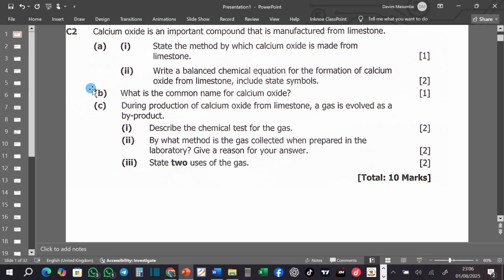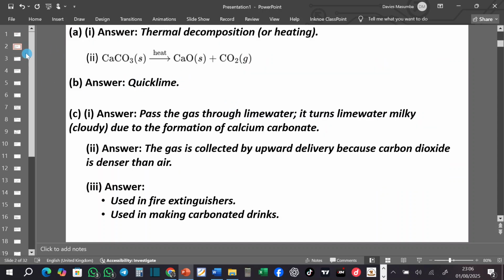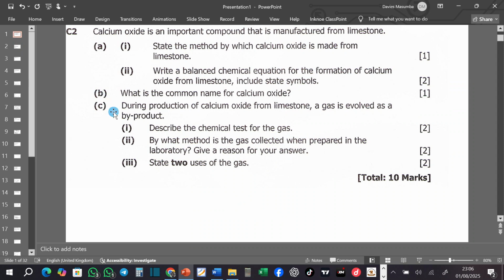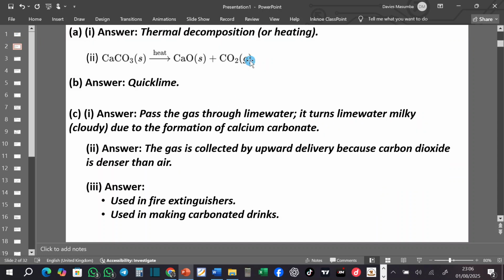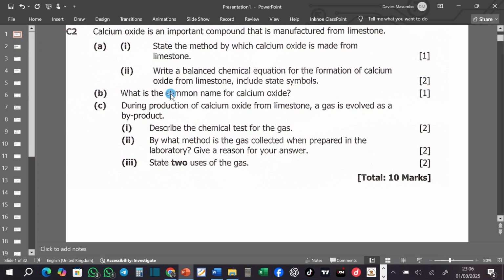Then we go to B, which says what is the common name for calcium oxide? The common name for calcium oxide is quick lime. Then they're saying during production of calcium oxide from limestone, a gas is evolved as a byproduct. We have seen that gas, which is carbon dioxide here. It's the one they are talking about.